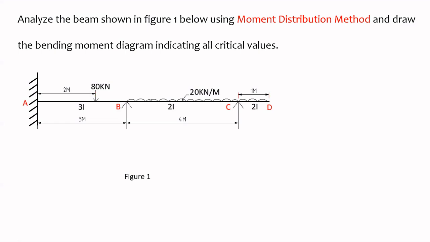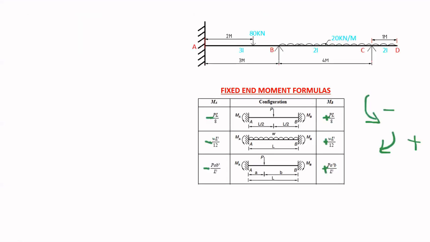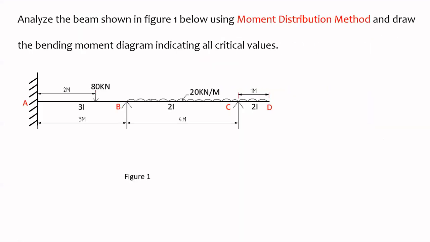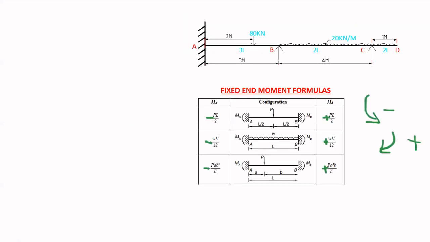As you can see, for span AB the moment of inertia is 3I, for span BC it is 2I, and span CD is a cantilever or an overhang. There's a point load of 8 kilonewton on span AB and a UDL of 20 kilonewton per meter on span BC. So the first step is to calculate the fixed end moment.